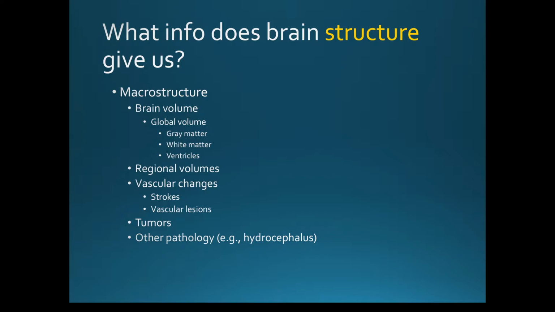So macrostructure: brain volumes, gray matter, white matter, the size of the ventricles, which are the CSF, the cerebral spinal fluid filled spaces within the brain. We can see regional volumes. We could measure the global volume of the brain. We can look at the volume of parts of the brain. We could look for vascular changes. That could be a stroke. It could be some other sort of lesion in the brain. We can look at tumors and all sorts of other pathology. So macrostructure are larger features of the brain.